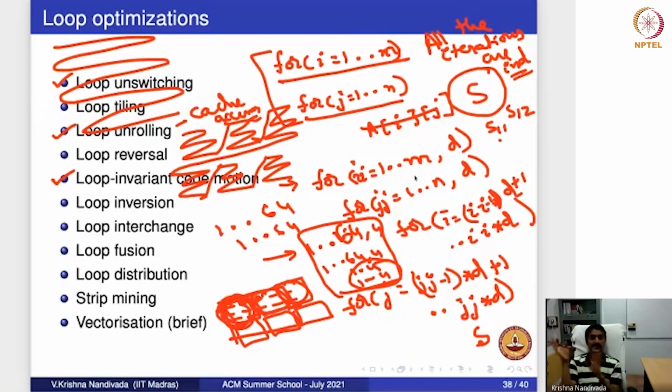So we will do dependence analysis to figure out whether, in different iterations, S is independent of each other. So different instances of S have to be independent. Only then we can do loop tiling. Okay? Any questions?